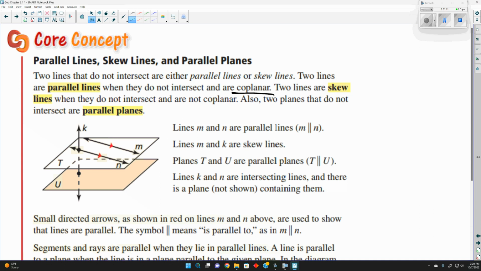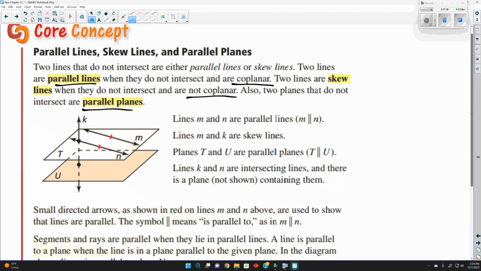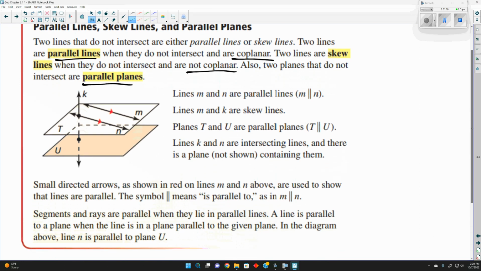Skew lines do not intersect and are not coplanar. So if two lines do not intersect and are not in the same plane, they're considered to be skew. They're parallel if they're in the same plane and do not cross. They're skew if they do not cross and are not in the same plane. And then parallel planes are two planes that do not cross. Questions on this so far?